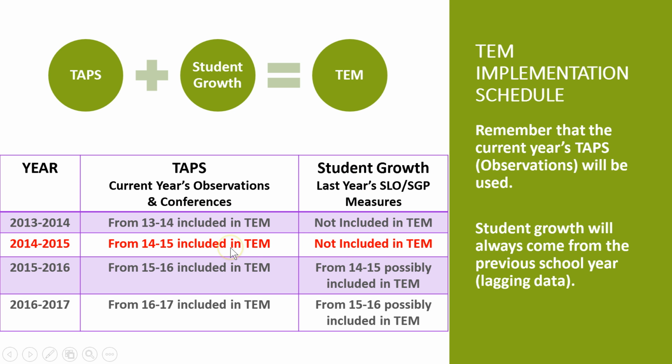And keep in mind, if this ever does become operational, this evaluation cycle by the state, they will always use the current year's observations and last year's student growth. It's called lagging data, and that's just the way it's set up. In 15 and 16, if it's implemented, they will use 15 and 16 year observations and the growth data from 14 and 15 in your TEM score. Likewise, in 2016-2017, they'll use that year's observations and the previous year's student growth data. Those two are combined to get your TEM score.